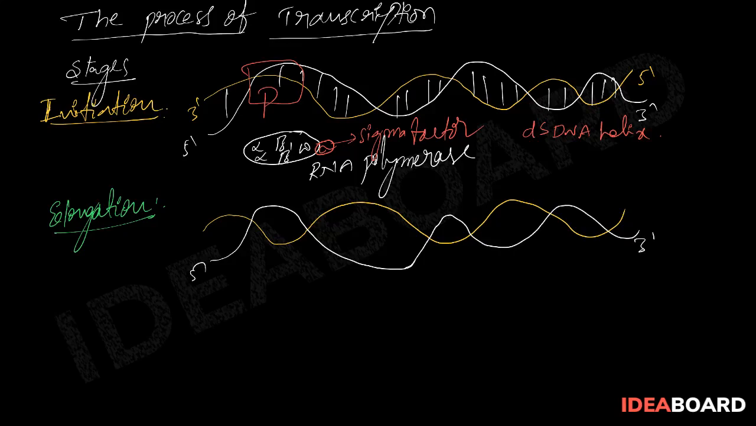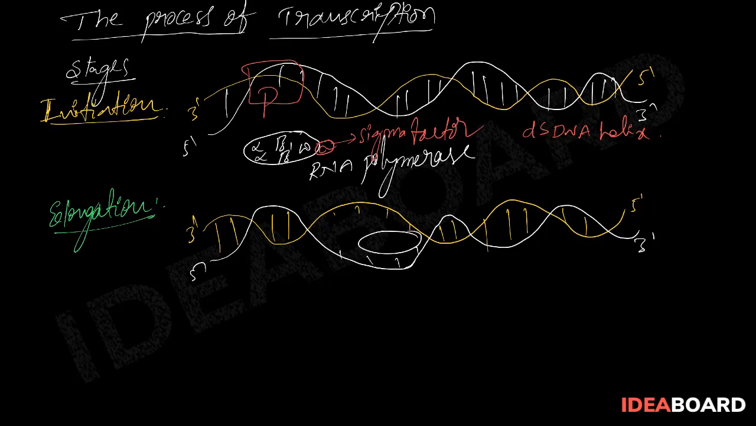Five prime, 3 prime, and this is 3 prime and 5 prime DNA. While moving through the double-stranded DNA helix, the RNA polymerase breaks the hydrogen bonds present between the nitrogen base pairs, hence the strands separate slowly. So this is the RNA polymerase enzyme.